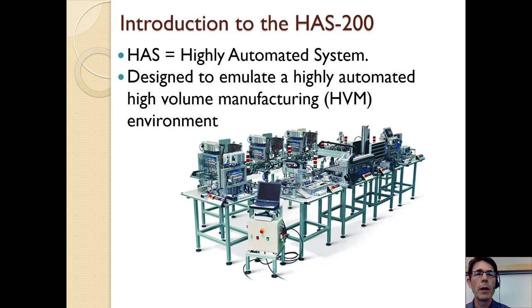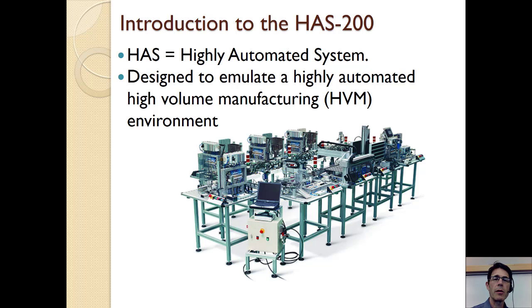Okay, welcome. So I'm going to give you an overview of the system that we're going to be using in this course. It's called the HAS 200, and HAS stands for Highly Automated System. A highly automated system is something that, like in manufacturing, means that it's essentially a lights out manufacturing system, which means you can set up an order on a computer, press go, and it goes and just coordinates all the movements, everything that has to be done to produce those products.